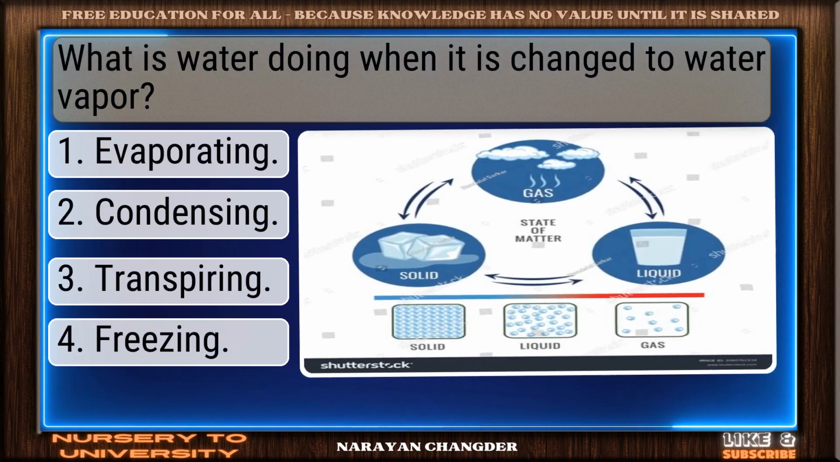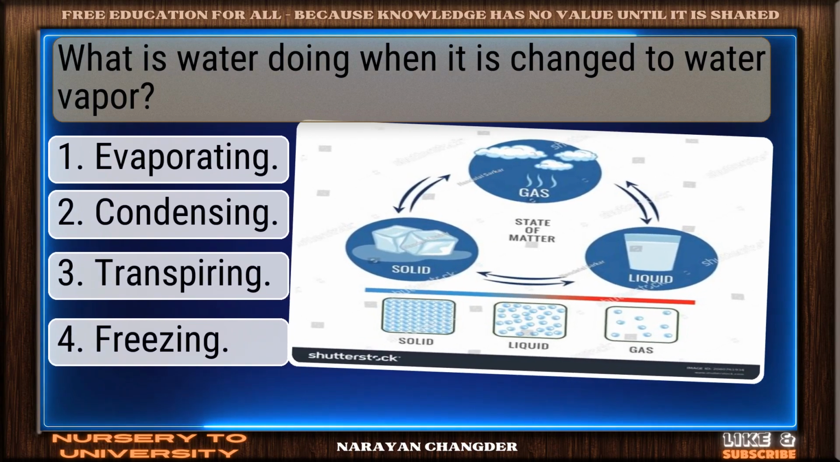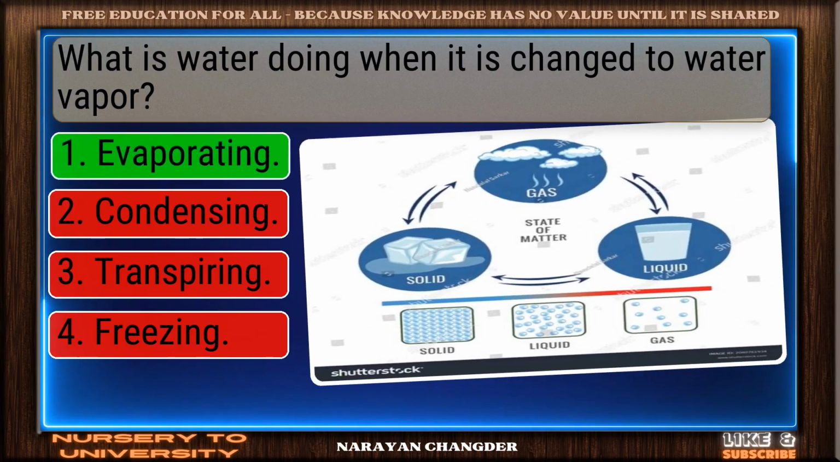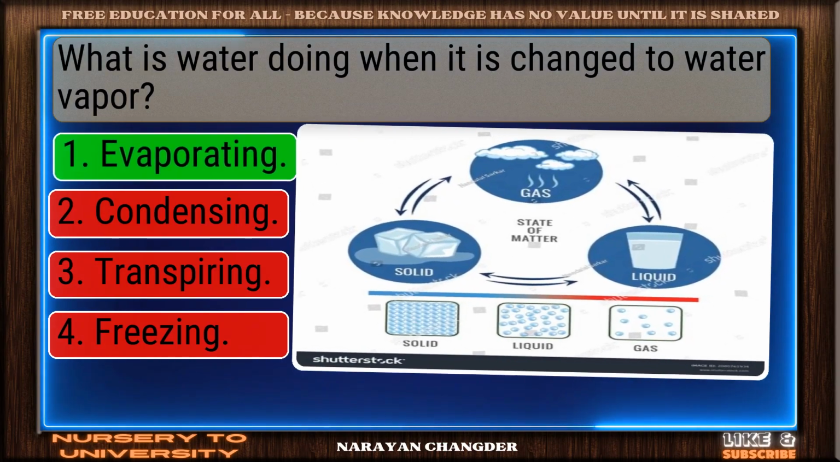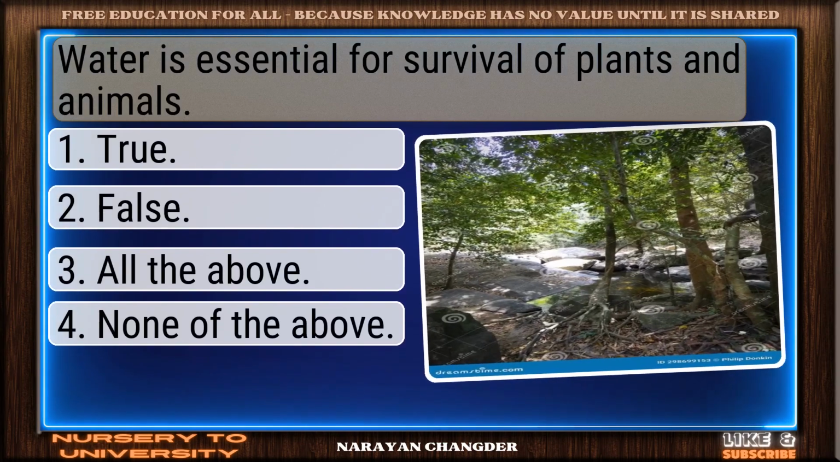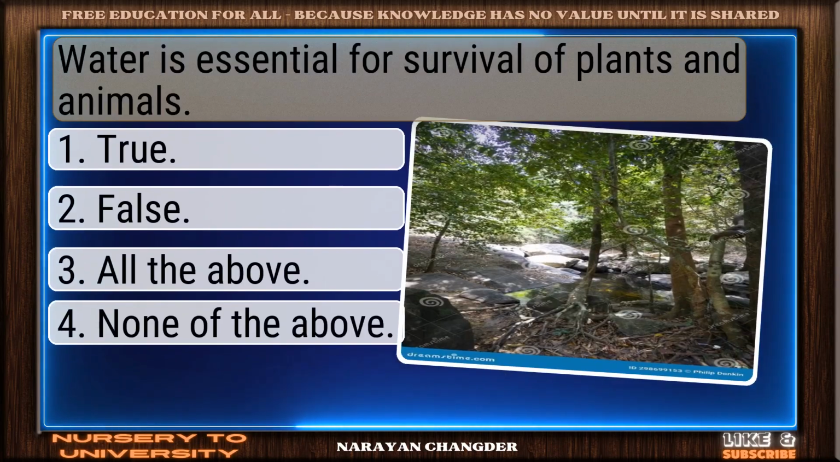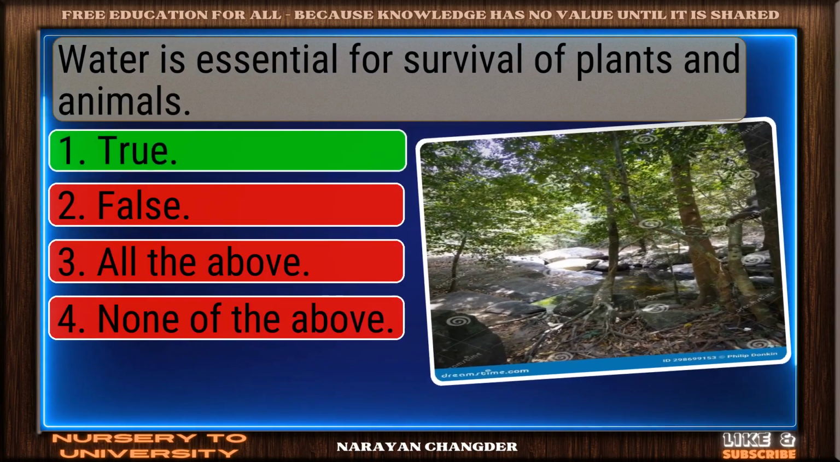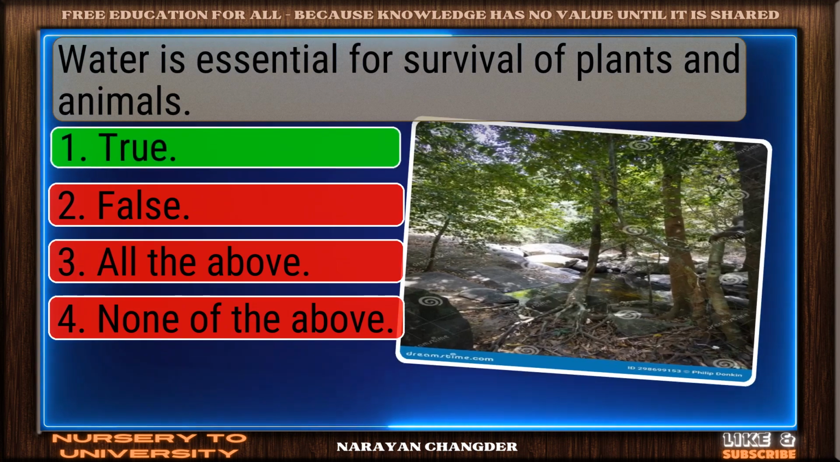What is water doing when it is changed to water vapor? Evaporating is true. Water is essential for survival of plants and animals. Sharp thinking. True is the right choice.